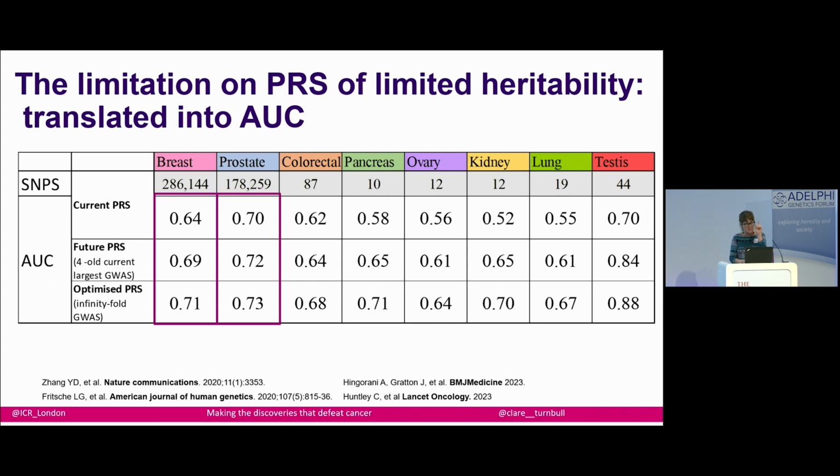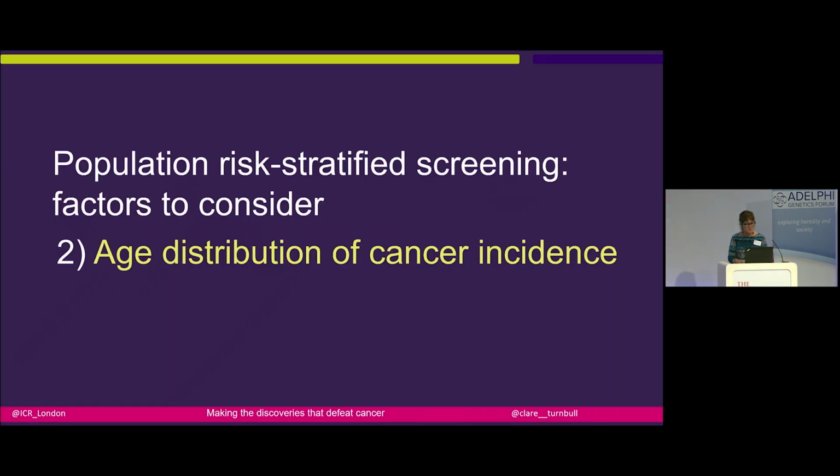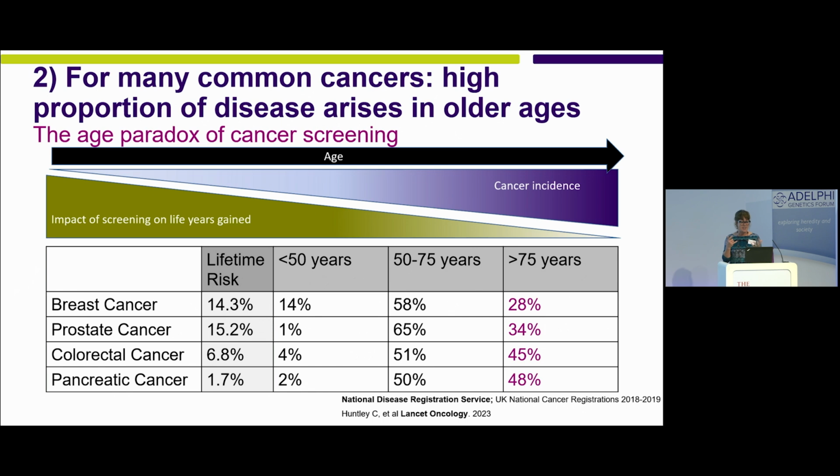So that is the first factor we need to consider, to recognise the impact of heritability. The next factor, and this pertains to all issues around cancer screening, is that you have this inherent tension. Cancer is a disease of ageing. If you want your screening to buy you life years, then you want to screen young. So that is always going to be a tension, because the proportion of your disease arising in these younger age groups, particularly under 50, is very, very low. And for many cancers, particularly colorectal and pancreatic, near enough half of those cancers are arising above the age of 75.